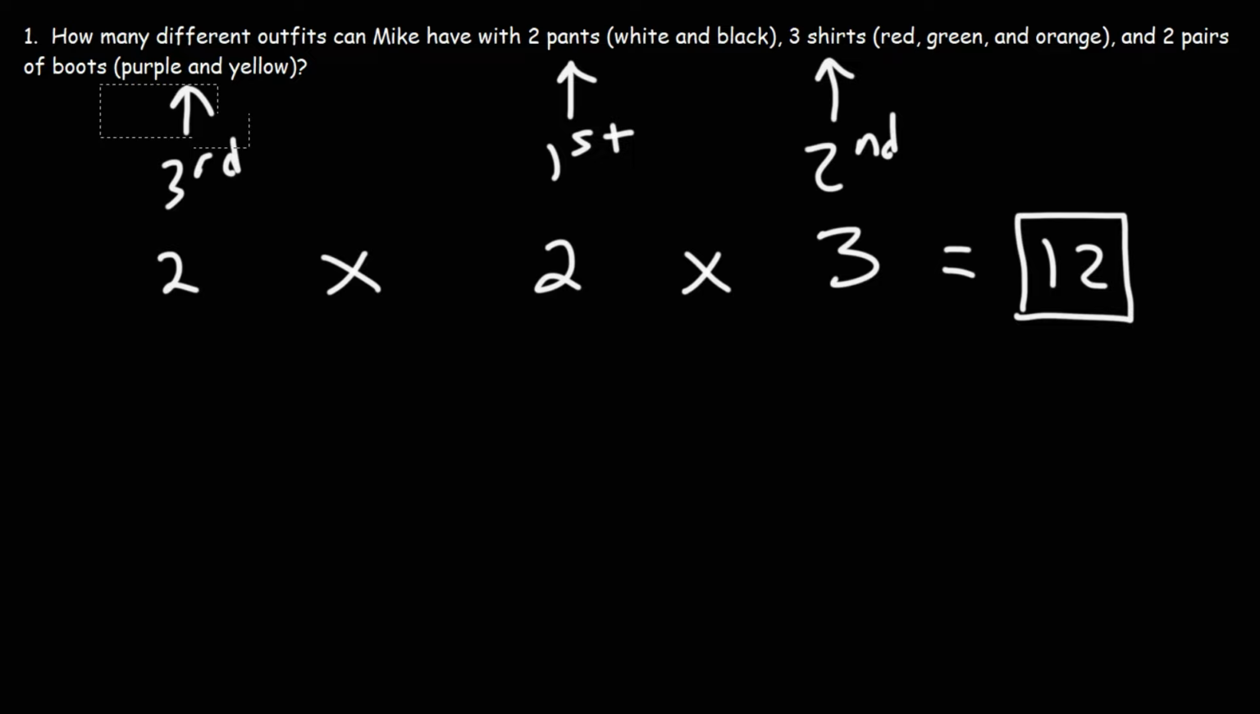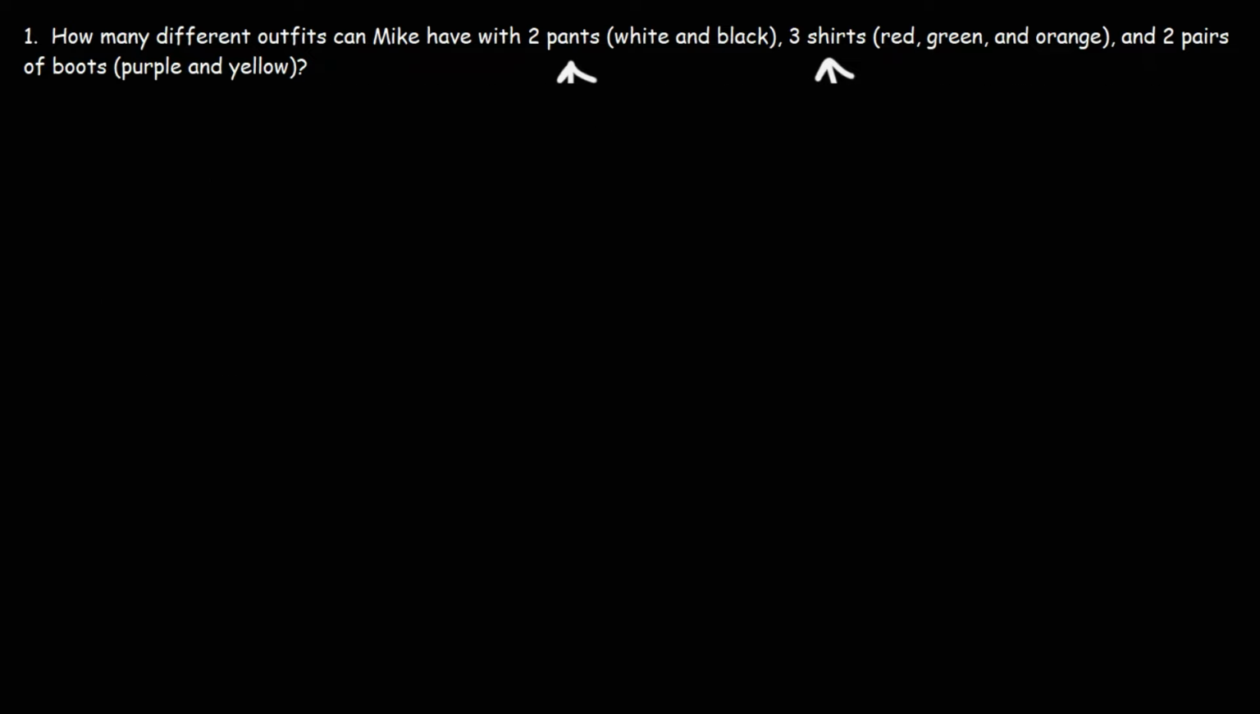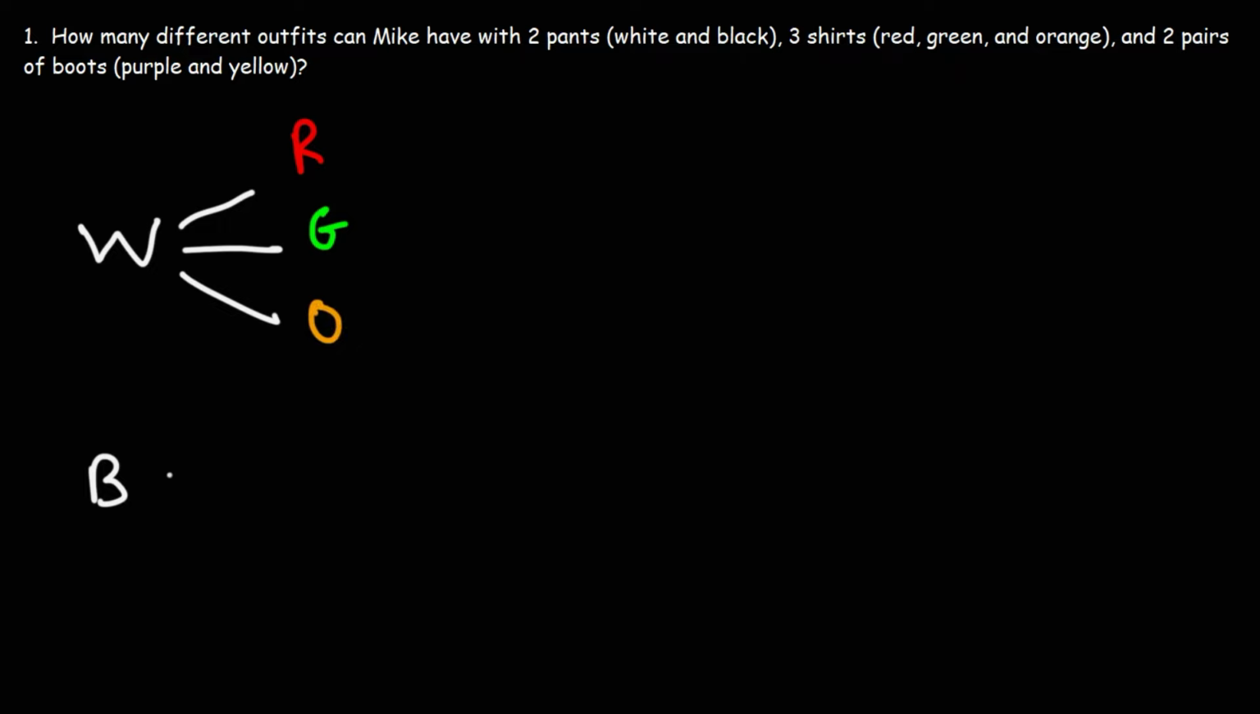Now, to illustrate how this works, we could use a tree diagram to get the same answer. So for his first choice, he has two pants that he can wear, either white or black. Now, for his second choice, he has three shirts that he can choose from. I'm going to color code this. So he could choose a red shirt, a green shirt, or an orange shirt. And the same is true if he were to wear black pants. He can still pair that up with a red shirt, a green shirt, or an orange shirt.